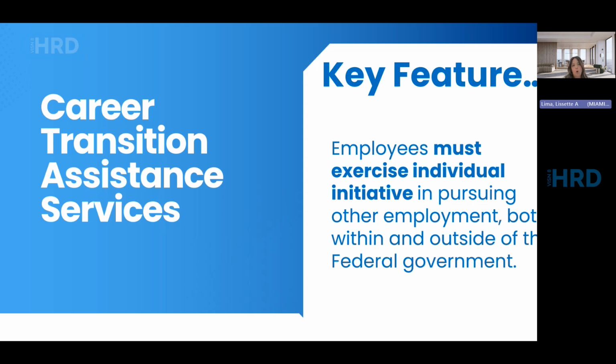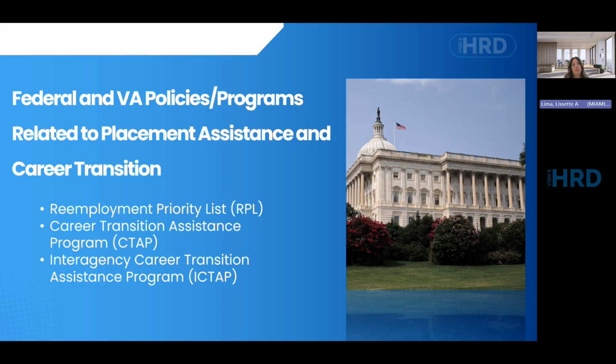So just to see under the umbrella of the career transition and placement assistance services, you have the reemployment priority list, which is known as the RPL, and that's a list maintained for each local commuting area where VA separates employees by a RIF. And the focus of our training is these other two programs, which I mentioned, our Career Transition Assistance Program, known as CTAP, and Interagency Career Transition Assistance Program.